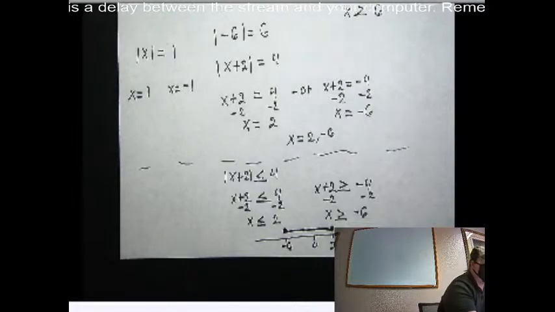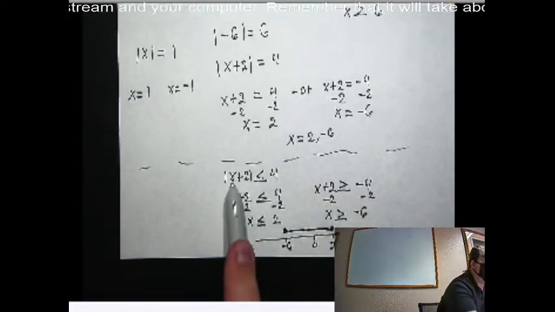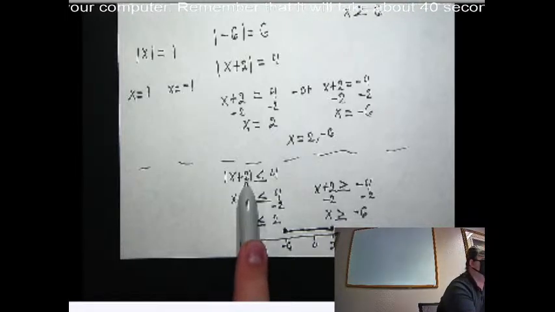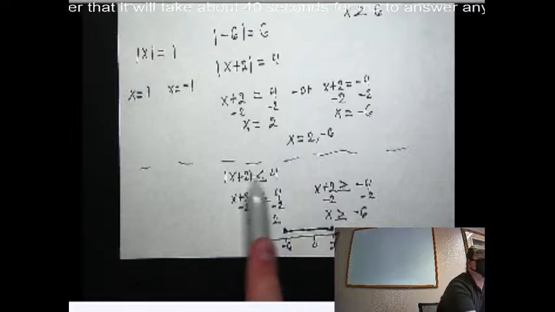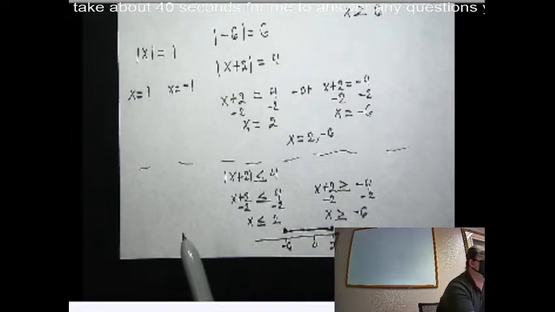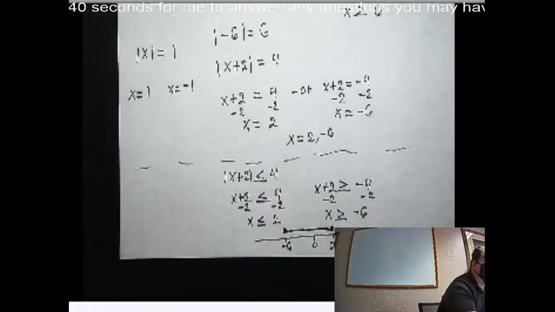Let's choose another number that's in our solution set. 0. So 0 plus 2 is what? Absolute value of 2? 2. Is 2 less than or equal to 4? Yeah. Okay, now let's choose one outside.